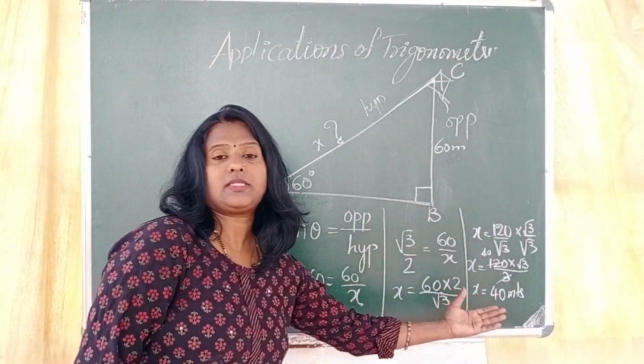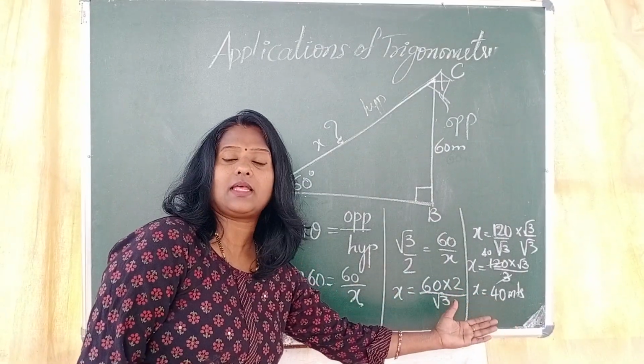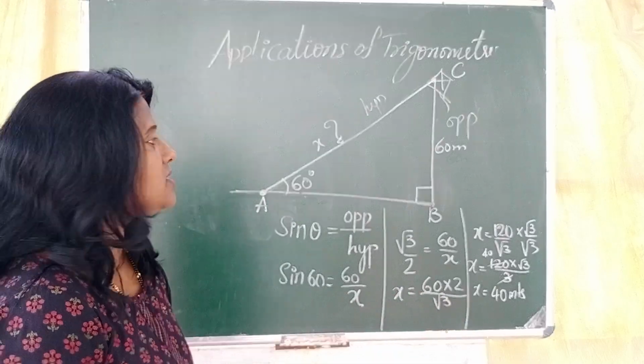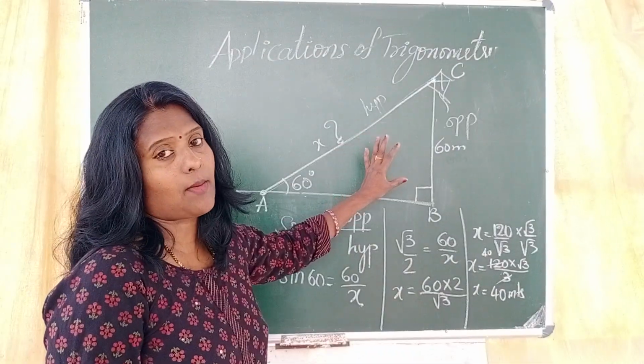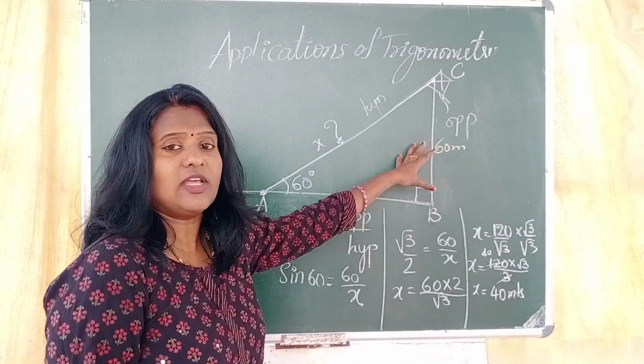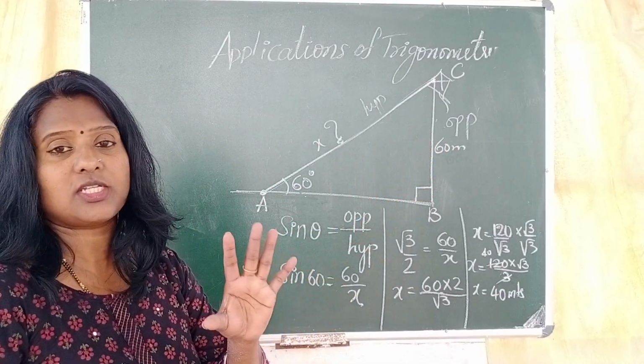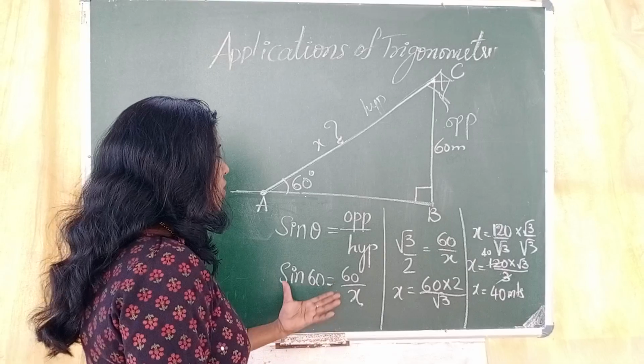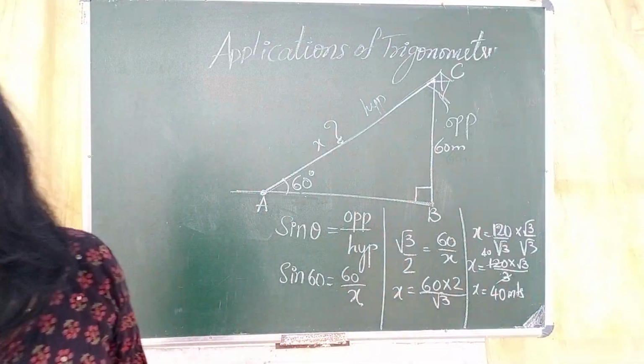So this is how the length of the string is 40 meter. This is how you can apply the trigonometric ratios in the given situation. For that, imagination is very necessary. Okay. Now let us consider one more example.